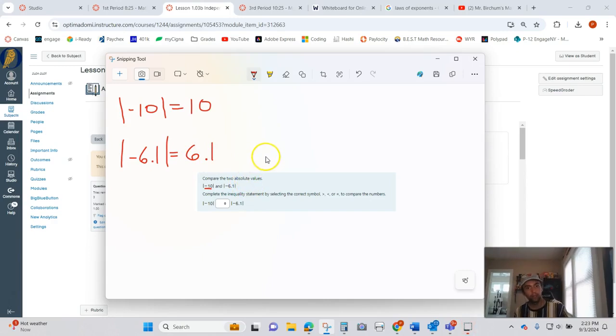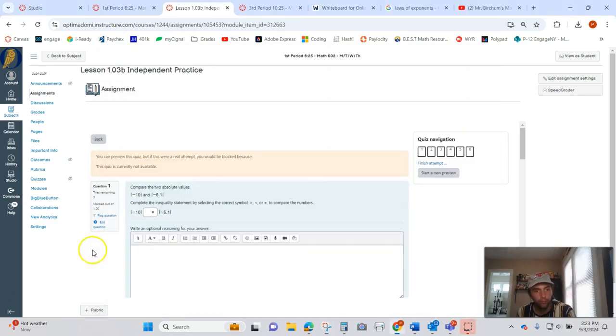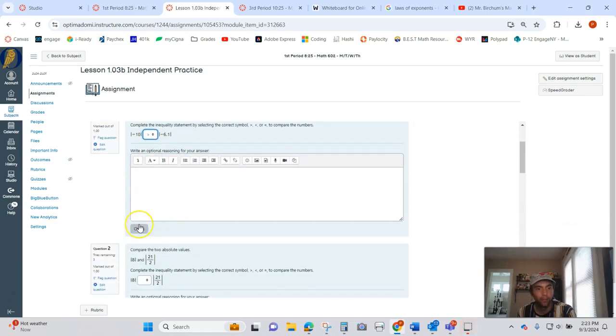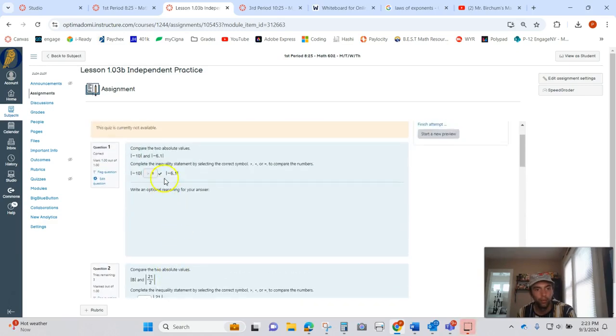So which is bigger, 10 or 6.1? 10 is bigger. So alligator mouth will be eating the absolute value of -10, because the absolute value of -10 is bigger than the absolute value of -6.1. Check. Correct.